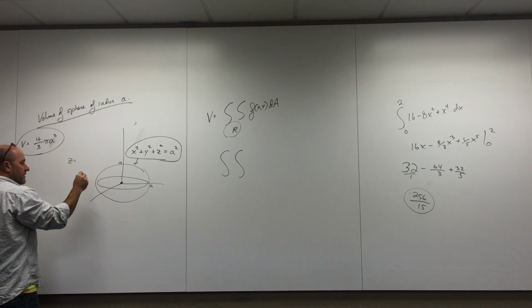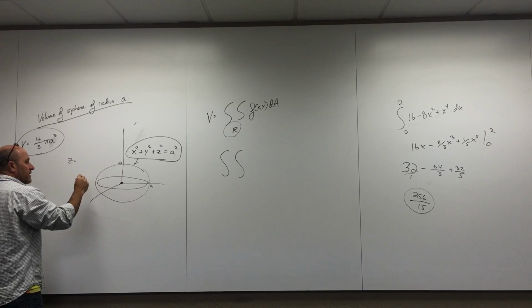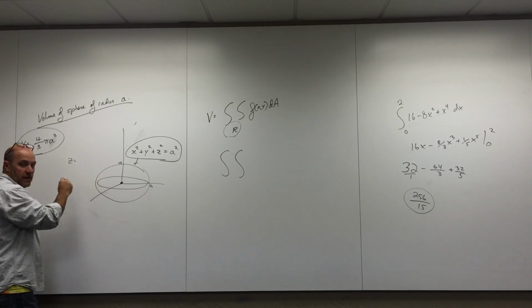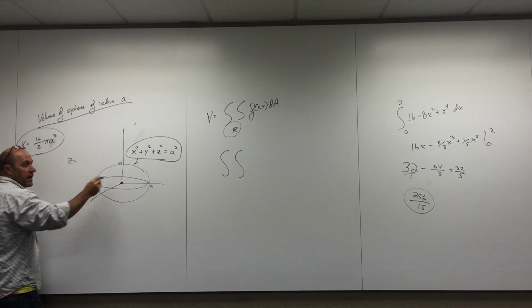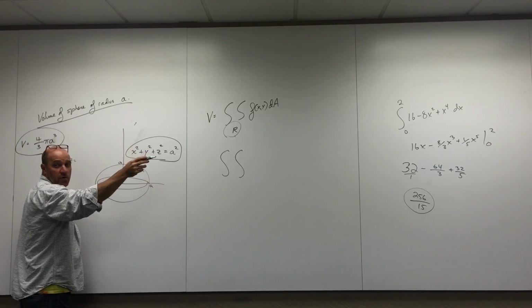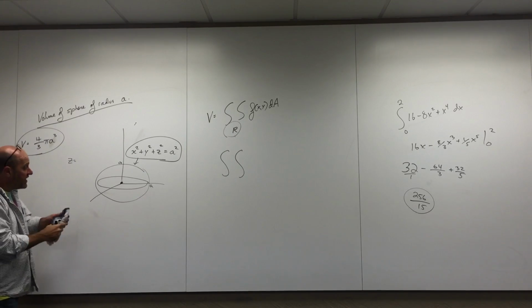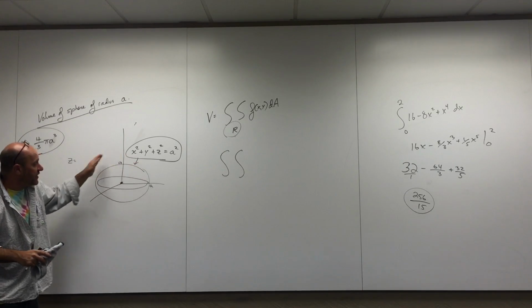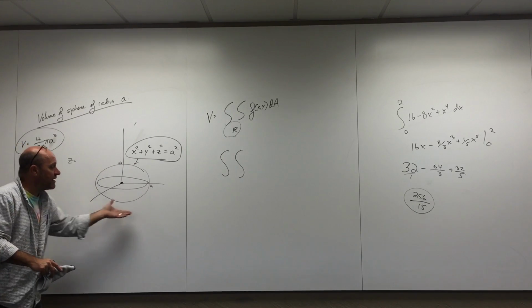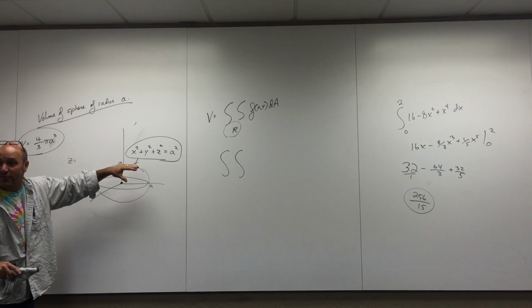Positive square root of a squared minus x squared minus y squared, all under that square root. Okay, he's right. He moved the x squared and y squared over and took the square root. If you take the square root, you get plus and minus the square root. The plus square root is the top hemisphere. The negative square root is the bottom hemisphere. So maybe we'll just work on the top hemisphere and multiply by 2.